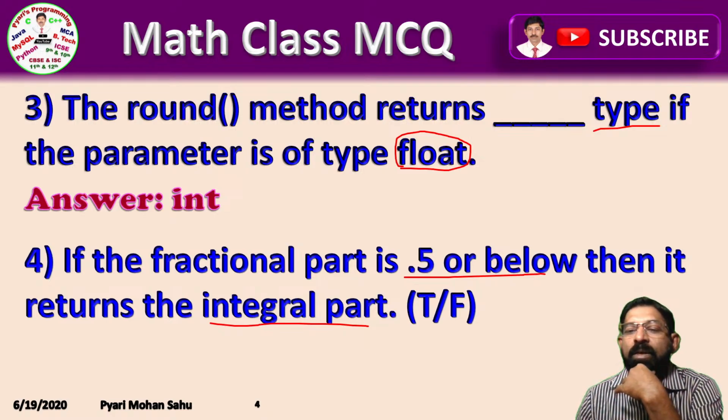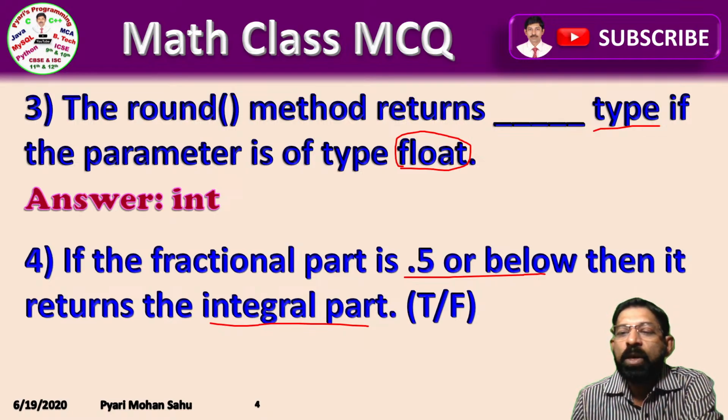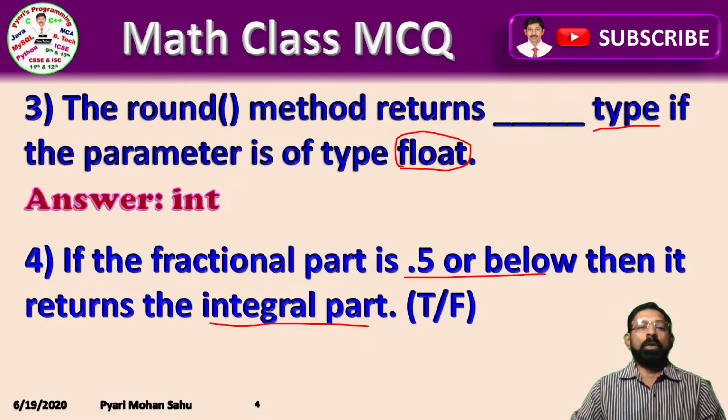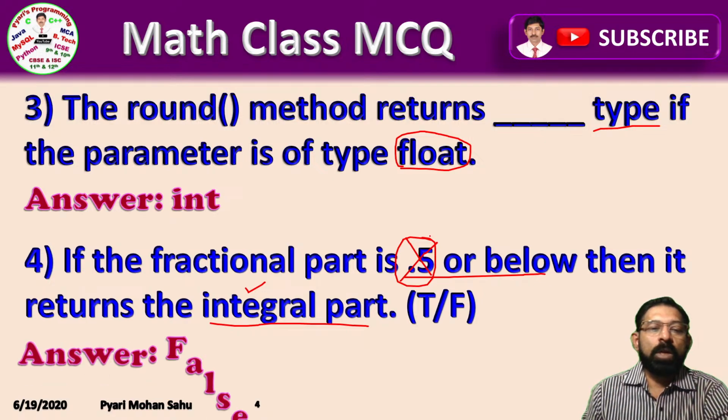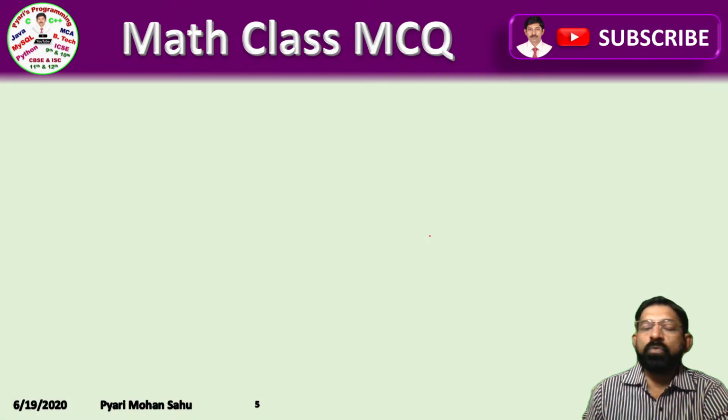False, since it returns the same value if the fractional part is below 0.5. Good. It returns the higher value if it is 0.5 or above. Good explanation, Rajesh. If the fractional part is below 5, then the above condition is true. Good answer. That means 0.5 is not included. If it is returning the integral part, then 0.5 is not included. When it includes 0.5 or above, then it rounds up to the nearest integer. So that's why it is false. And the true part is also discussed with you.